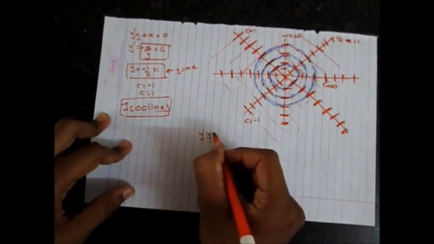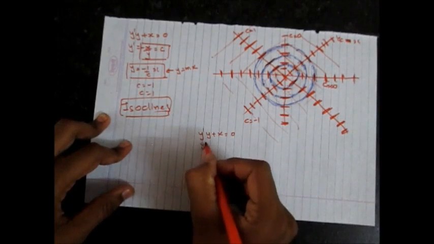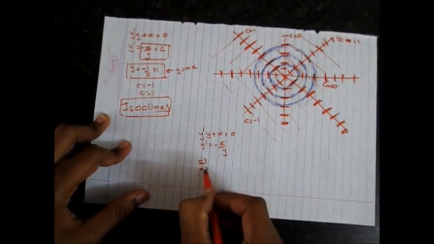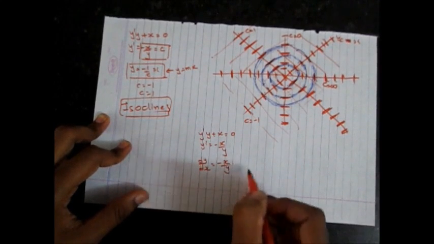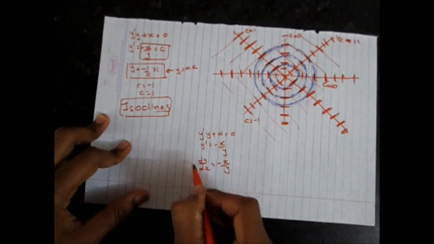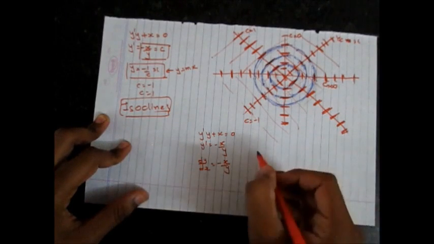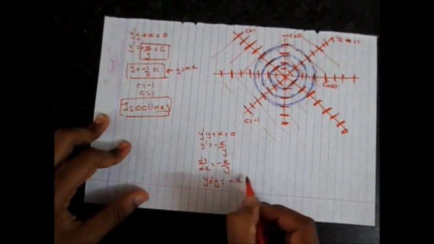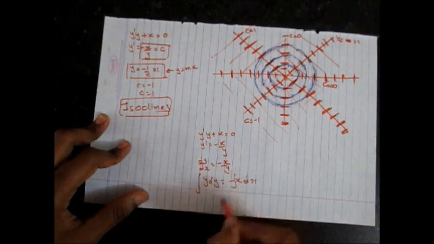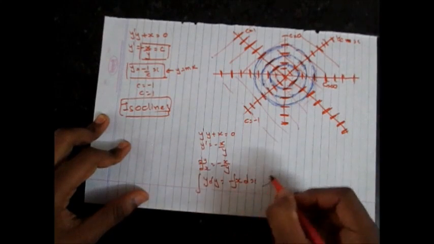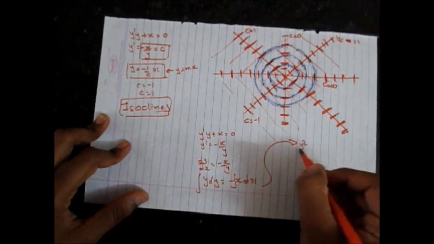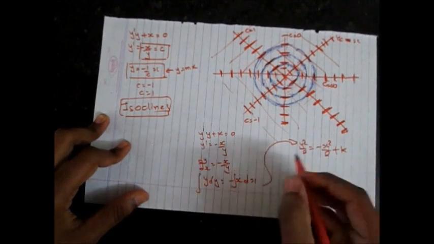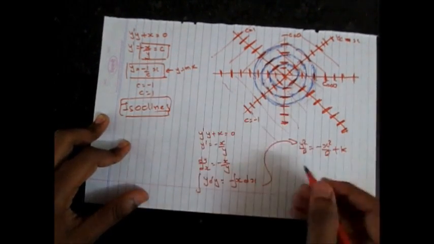y prime into y plus x equal to 0. y prime equal to minus x upon y. That means dy by dx is equal to minus x upon y. In other words, I'm taking y here and dx here. That means y dy equal to minus x dx, and let's just integrate it on both sides. What I'm getting here, y square by 2 equal to minus x square by 2 plus some arbitrary constant, let's say k, we cannot use c of course here.